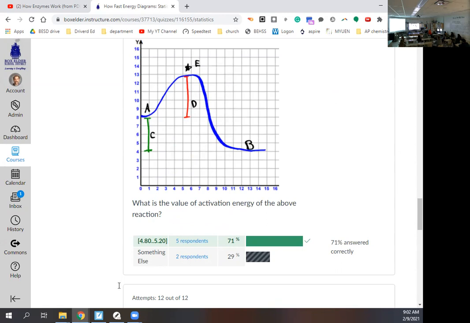What is the value of the activation energy of the above reaction? So that's just the length of letter D, right? So it was 8, went to 13. I would say that's 5. Fair enough. You have a range of answers, so it shouldn't be too bad.